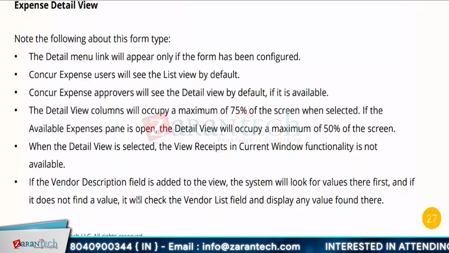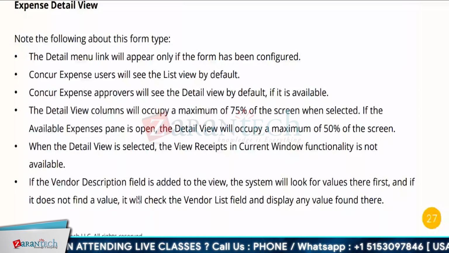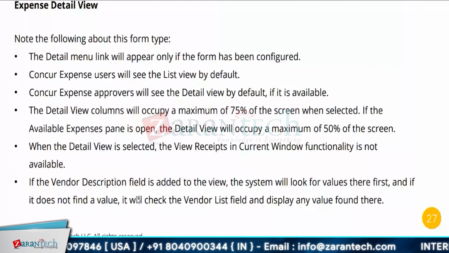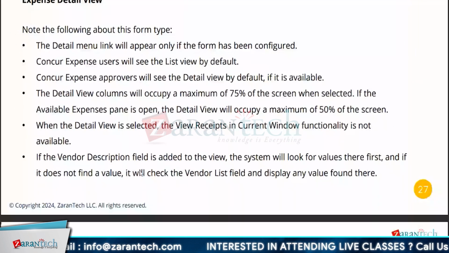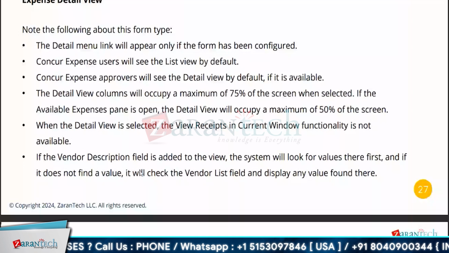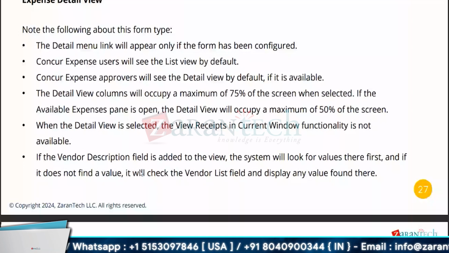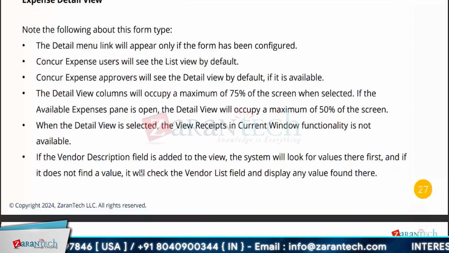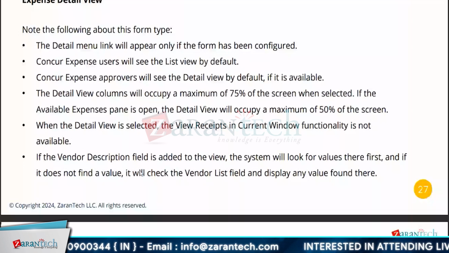The detail view column will occupy a maximum of 75% of the screen when selected. If the available expense pane is open, the detailed view will occupy a maximum of 50% of the screen. When the detailed view is selected, the view receipts in the current window functionality is not available. If the vendor description field is added to the view, the system will look for a value there first, and if it does not find a value, it will check the vendor list field and display any value found there.